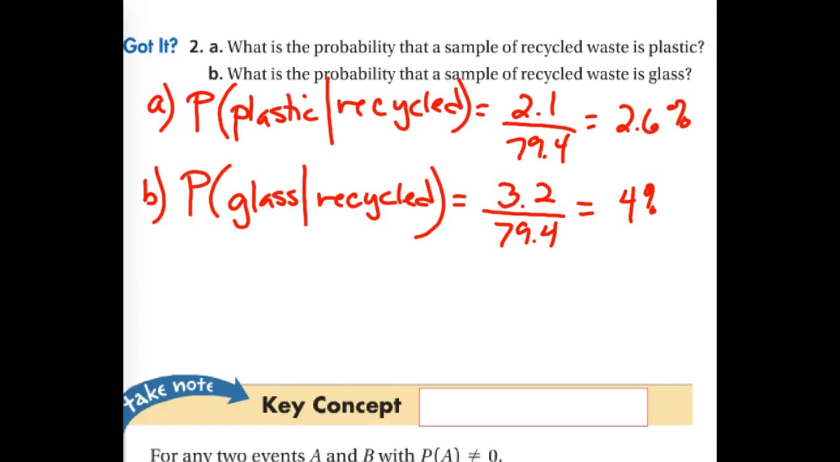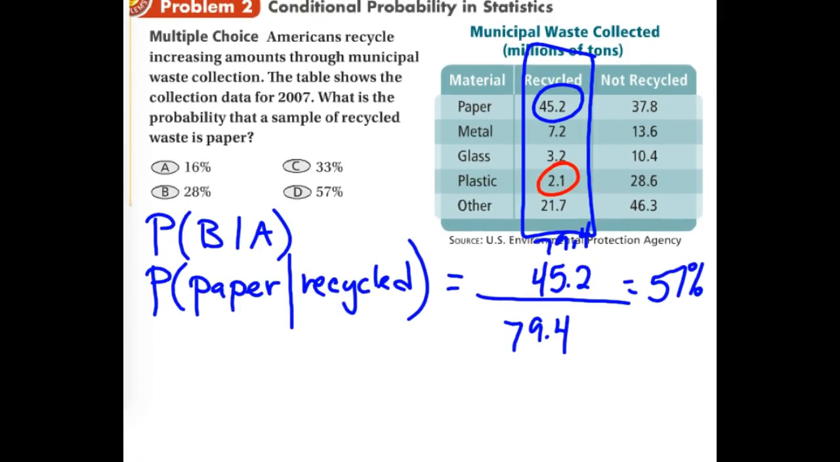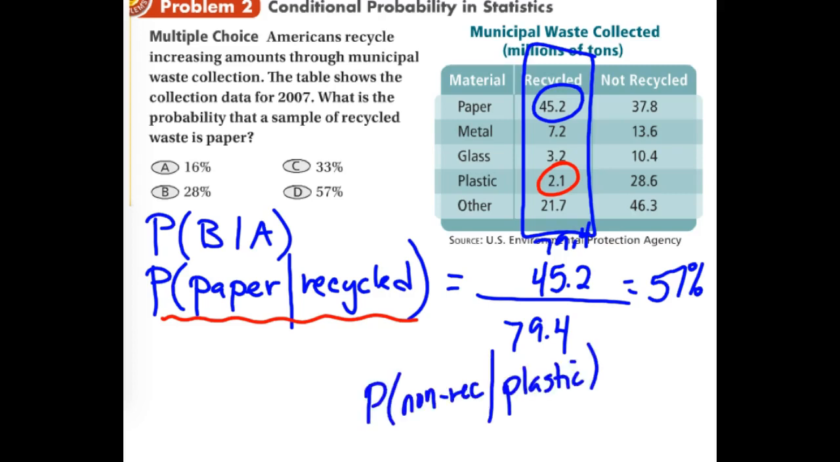Okay. At your tables, using the same table up here of recycled versus non-recycled, I want you to create a problem. And it needs to be written out like this. Identify what your second event is given your first event. Pick something. And then how would we narrow down our table? All right. This is what one of our groups came up with here. The probability that it's non-recycled given that it's plastic. All right. So what part of the table have we narrowed it down to?